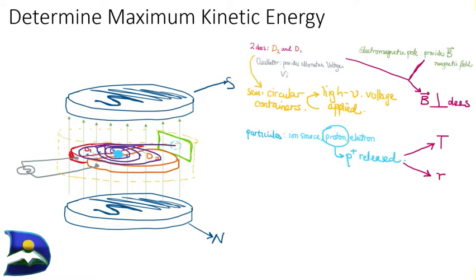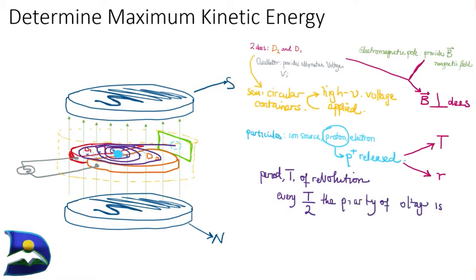And to determine the period of one revolution of that particular particle path, all we need to recognize is that half of that period gives us a reversal of the polarity of the voltage.